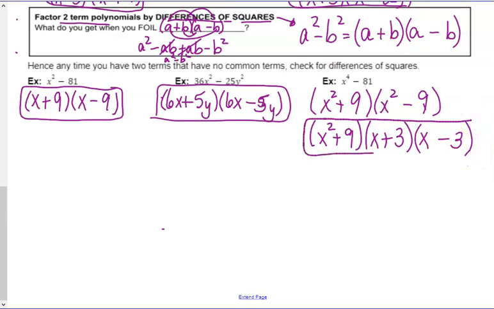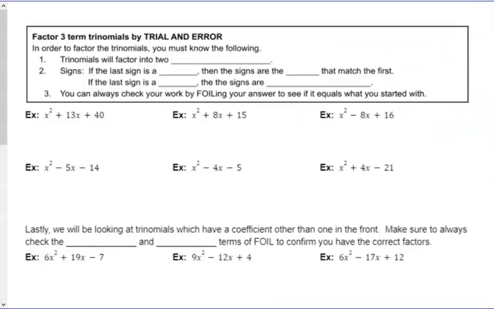If I were to FOIL those all together, you have to do it in 2 steps, you would end up getting x to the 4th minus 81 as your final answer. Okay, so you can always, always, always check your work in these types of problems.